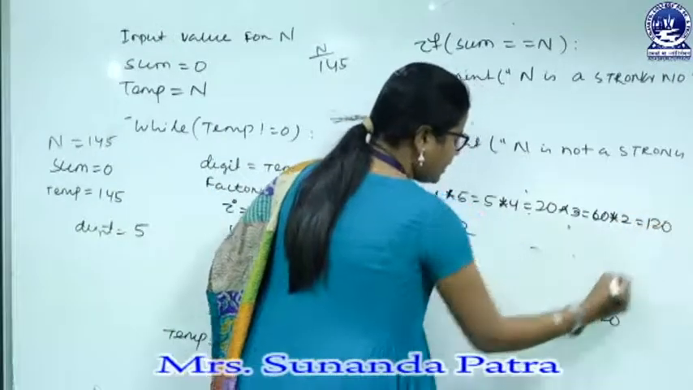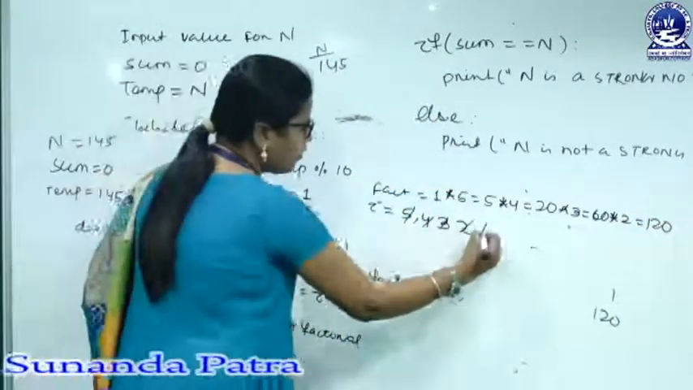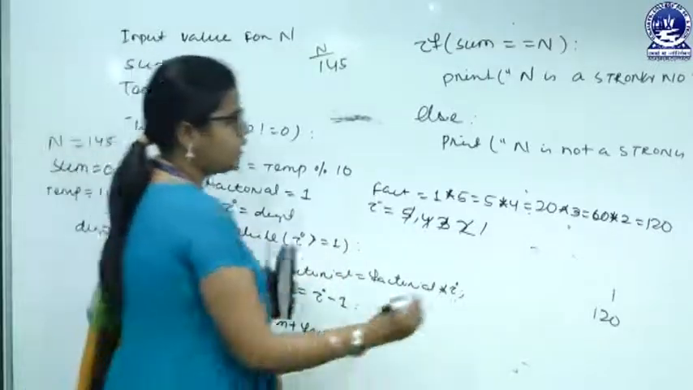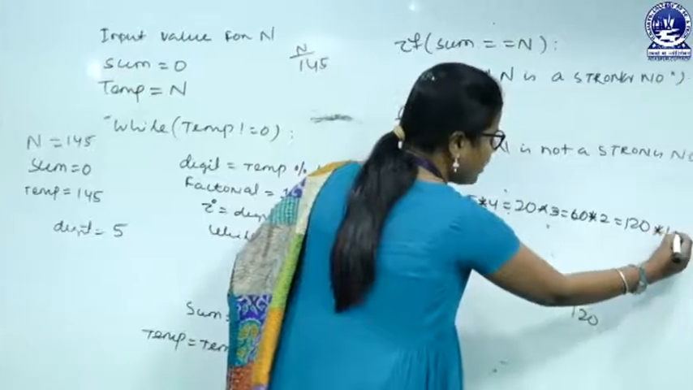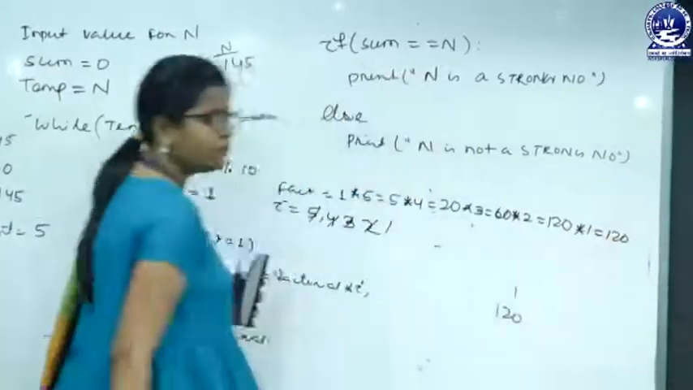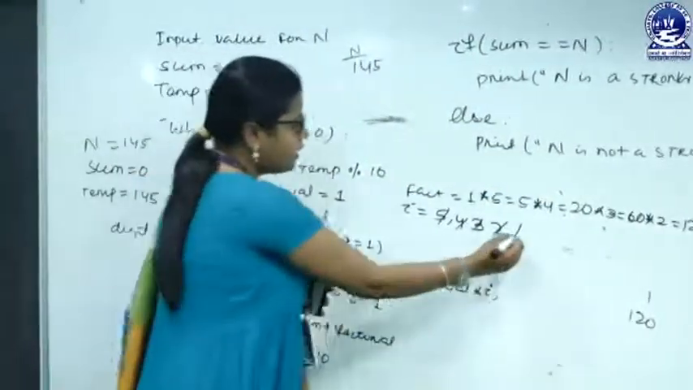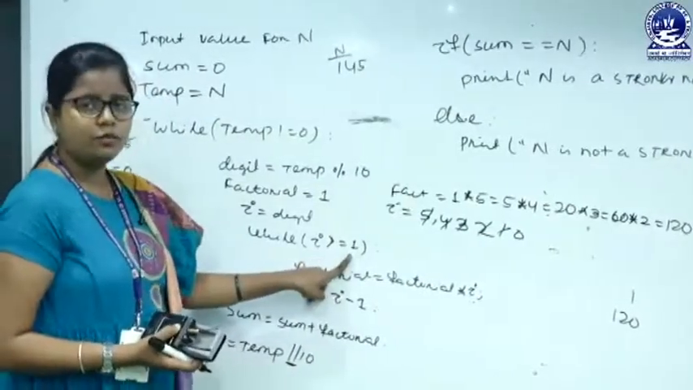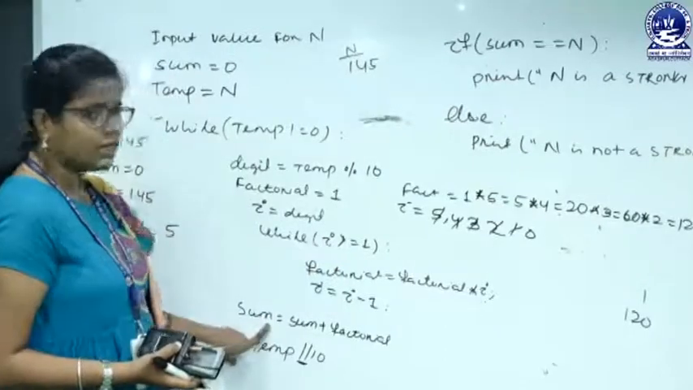That is 120. Then I will be 1. 1 greater than or equal to 1, true. Then it will be 120 into 1. So what is that? 120. Then I will be what? 0. 0 greater than or equal to 1, false. Then we will go here.